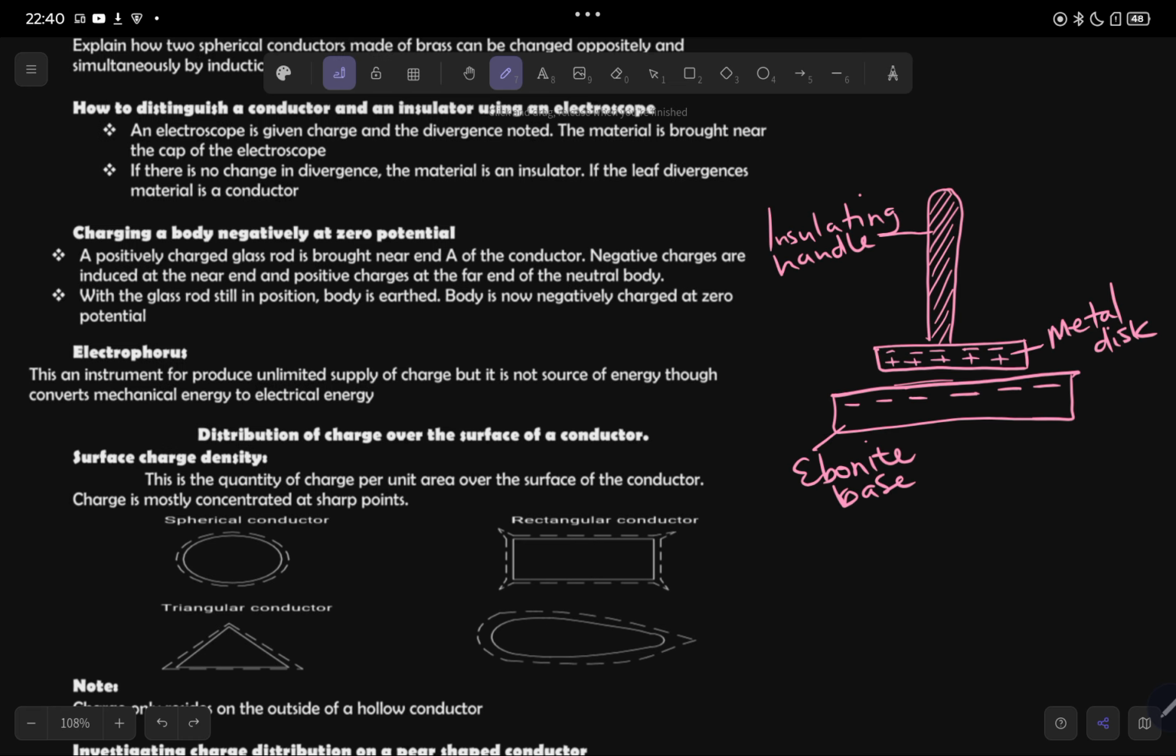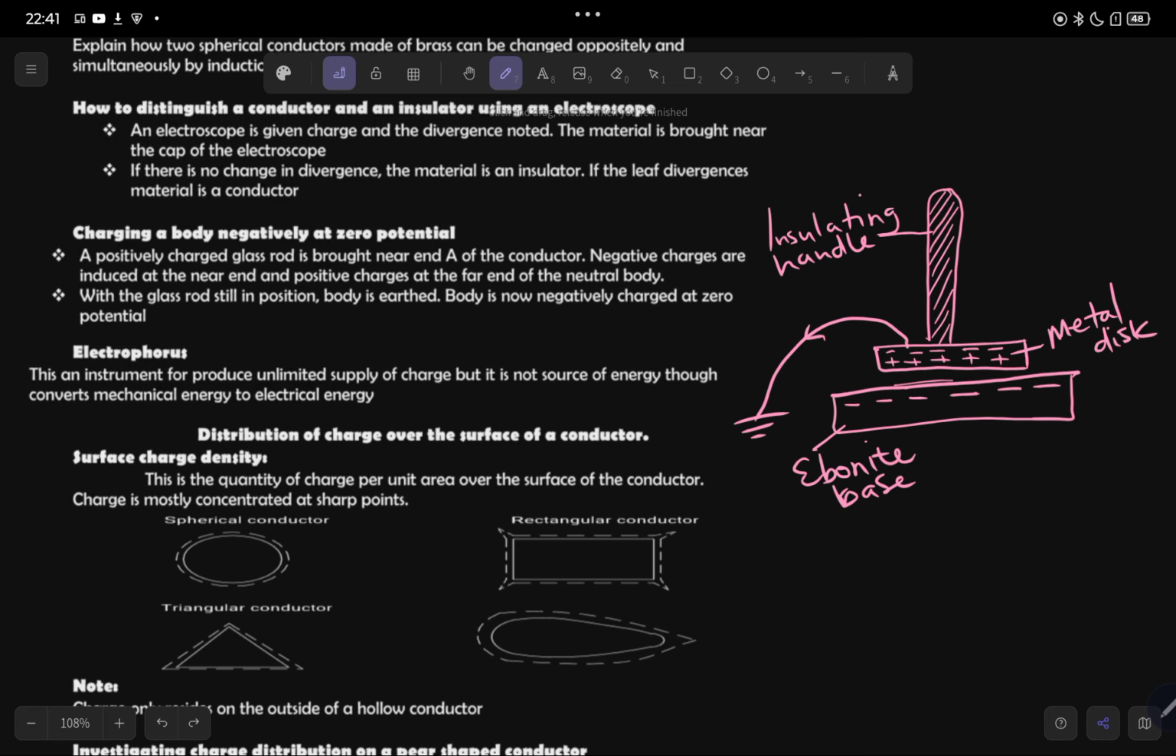Then we shall get our earthing wire, or we shall earth the metal disc. When the metal disc is earthed, all the negative charges, the electrons, will escape from the metal disc to the earth. Now, when we break the earthing, we remain with only the positive charge on the metal disc, which we can transfer where we want it to be transferred to. Then we can repeat the process with the same negative charge that we gave the ebonite base, and produce as much positive charge as possible. That's why we say the electrophorus provides an unlimited amount of charge.